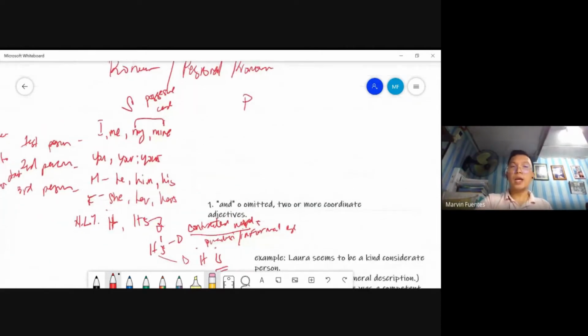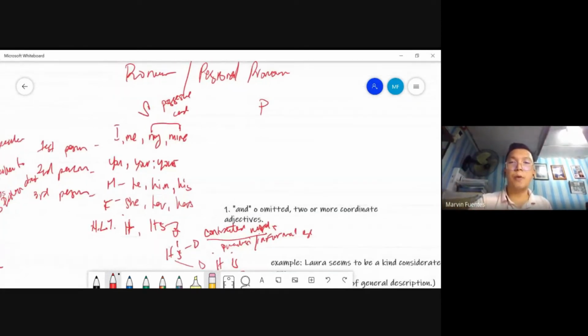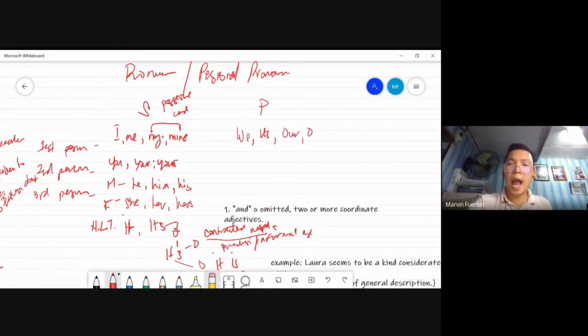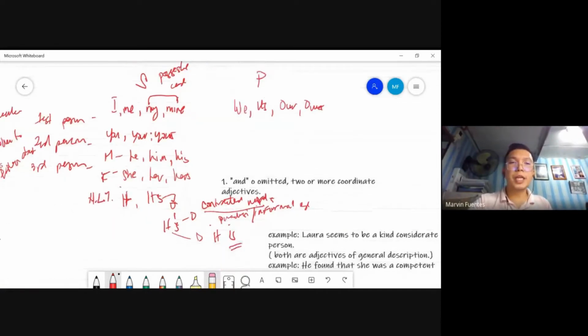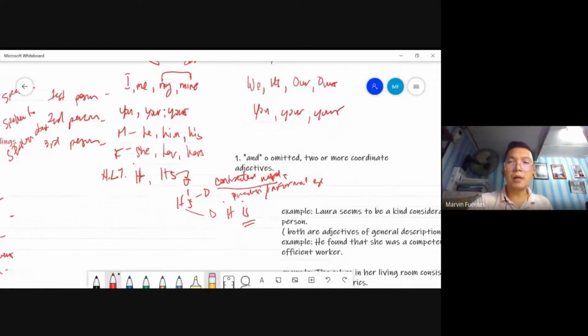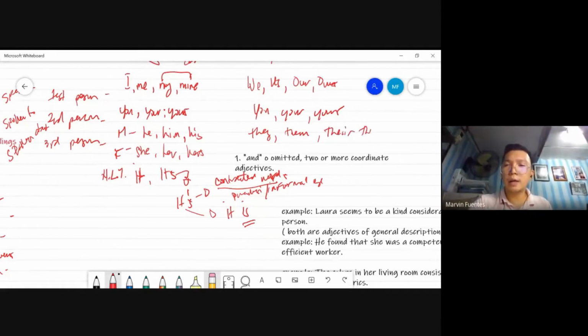Okay? When we are talking about first person, but it is in plural form, I'm talking about here we for the subjective case, us if we are talking about nominative case, our and ours for showing possession. Same with the you, your, and yours. Walang pinagbago, but here we are talking about they, them, their, theirs. Okay.